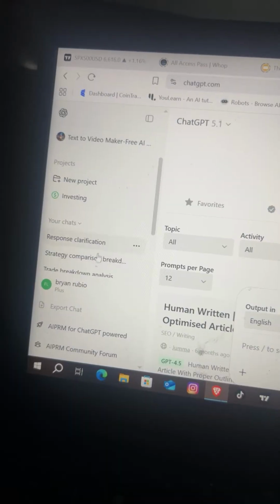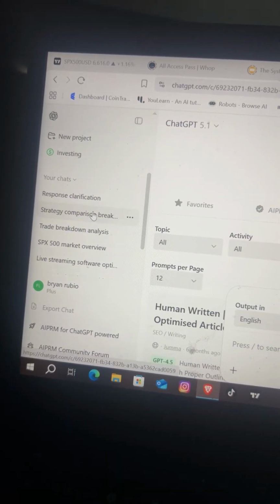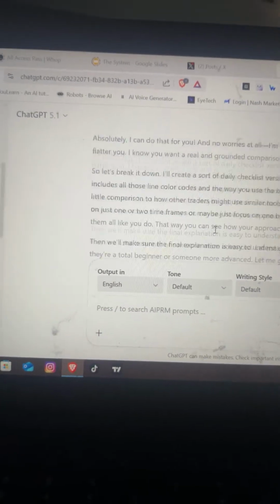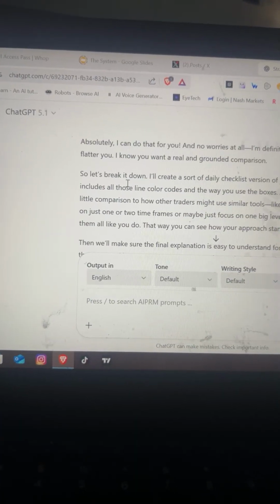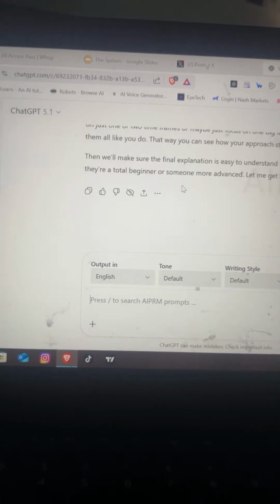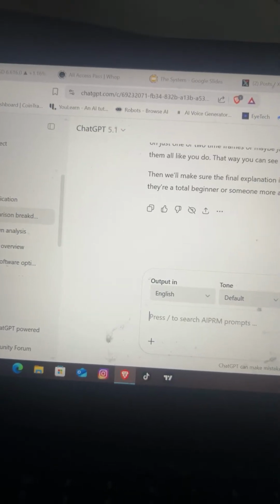So let's go down here. Strategy, comparison, breakdown. That's not this one.